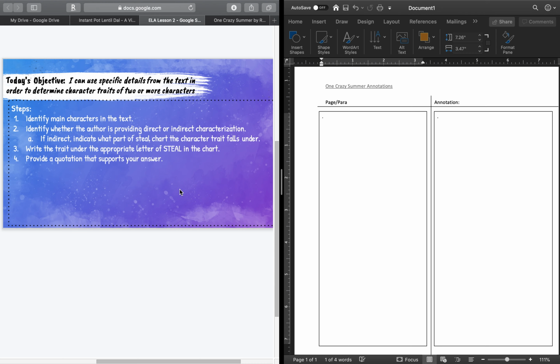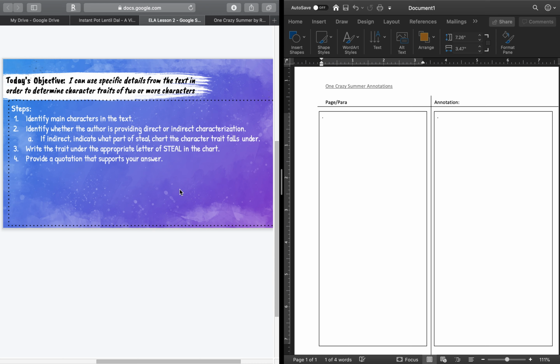Today's objective is using specific details from the text in order to determine character traits of two or more characters. So, we're going to really be focused on that indirect characterization that we learned about in previous slides. Indirect characterization is whenever the author shows me what a character is like rather than tells me.